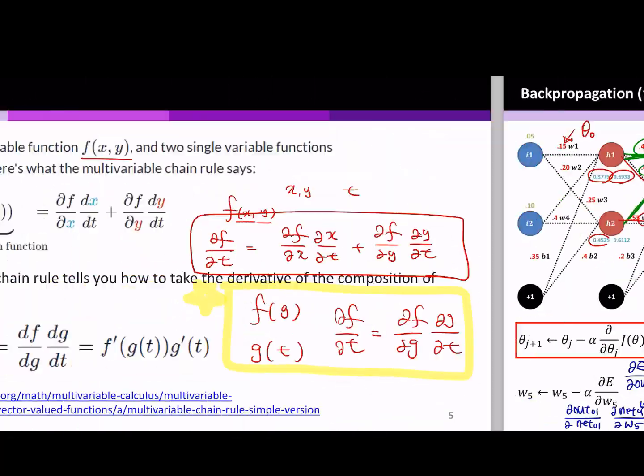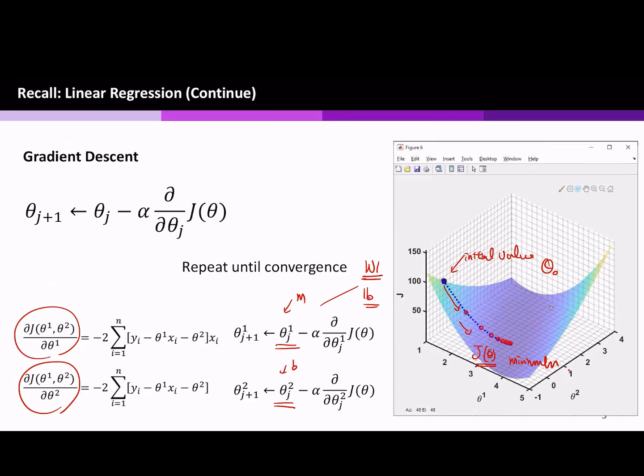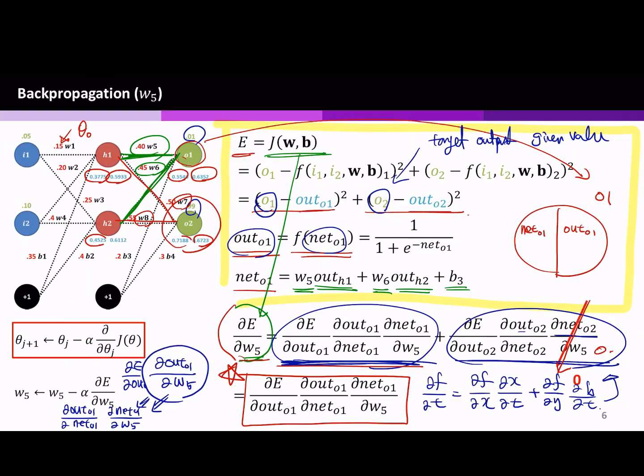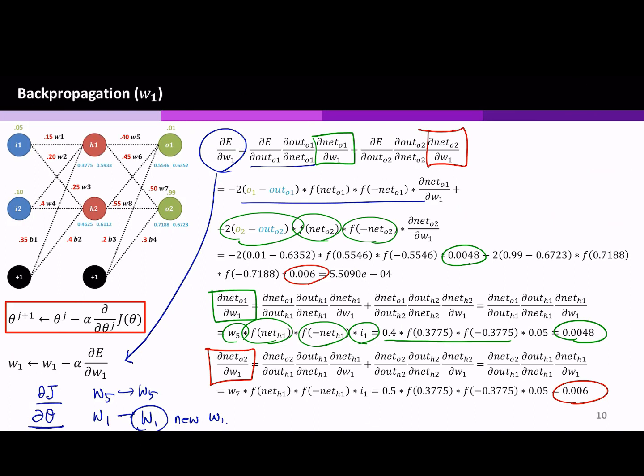To make it clear, here we find W5 and W1 using the values from the backpropagation, and we update them. That's the process. Backpropagation is that process. So we can find all these other parameters, W2, W4, and B1, in a similar way. Then you're done. Backpropagation is done.